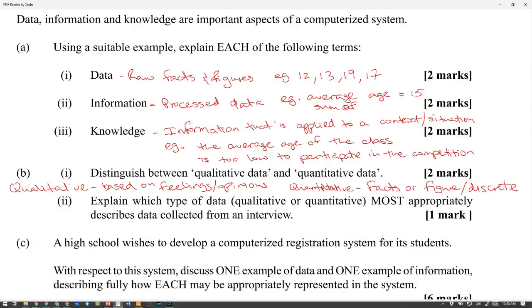Explain which type of data, qualitative or quantitative, most appropriately describes data collected from an interview. An interview is free response. In an interview, they usually could just say whatever they want to say. So that's definitely qualitative. Why can't I spell qualitative correctly? Qualitative. Right. Cool. And a questionnaire usually gives you quantitative, but an interview usually gives you qualitative.